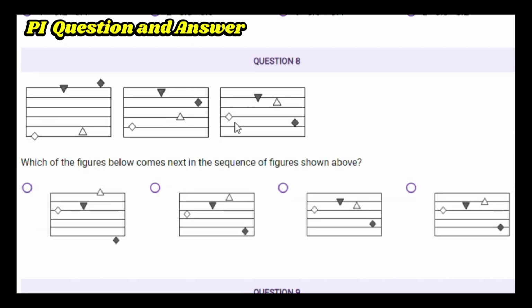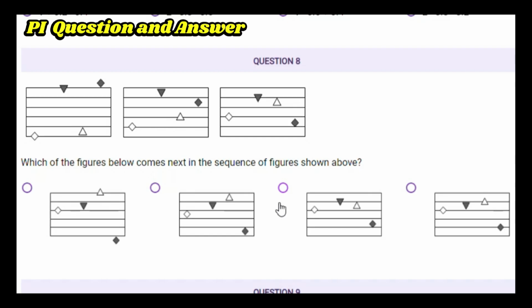Question number 8. Look at the sequence of figures shown in the question. Each figure contains 3 shapes placed on horizontal lines. The 3 shapes are a white diamond, a black downward triangle, and a white upward triangle. As you move from the first figure to the second figure, and then to the third figure, notice the pattern of movement of each shape. The white diamond moves 1 step to the right in each figure. The black downward triangle moves 1 step down in each figure. The white upward triangle moves 1 step up in each figure.